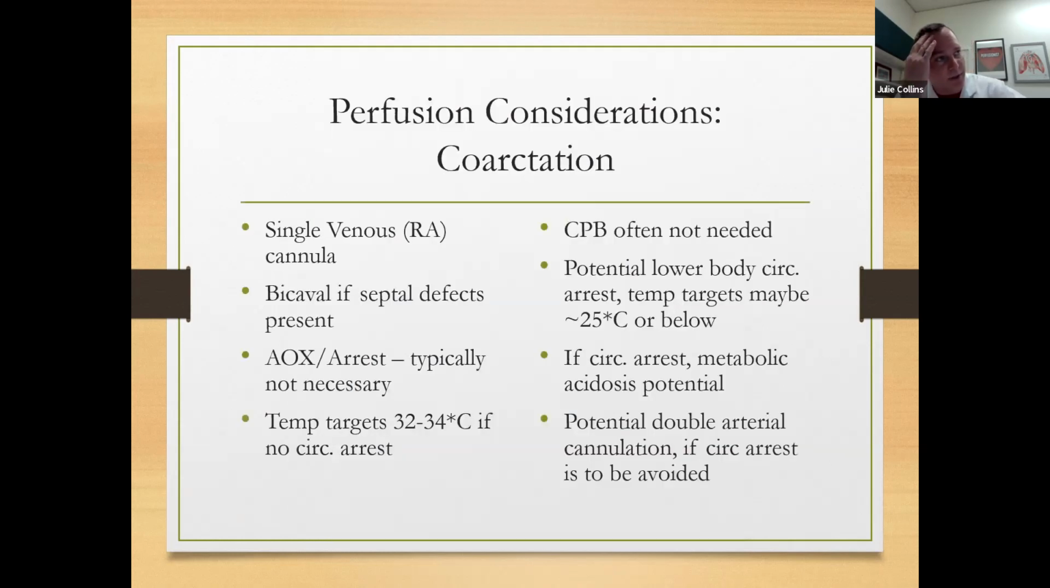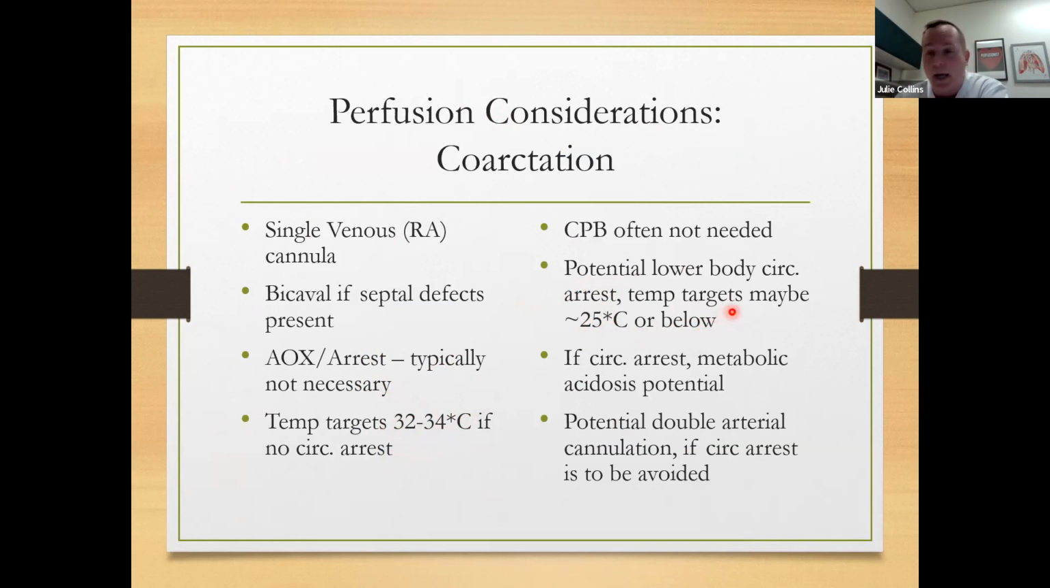Interrupted aortic arch is more commonly when cardiopulmonary bypass is utilized. If there's going to be no circ arrest where you're using two cannulas, there's really no need to go real low on your temperature. If you're going to use one arterial cannula and there's going to be a period of lower body circ arrest, that's when you're probably going to want to cool more, okay? Because cooling will give you more of a safe period.